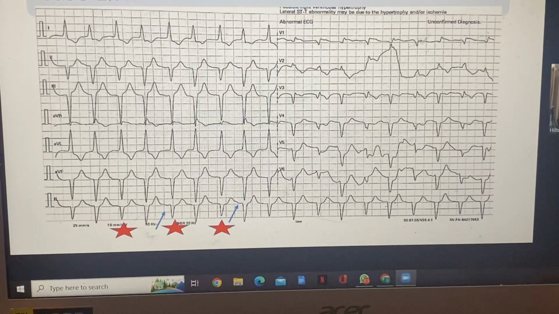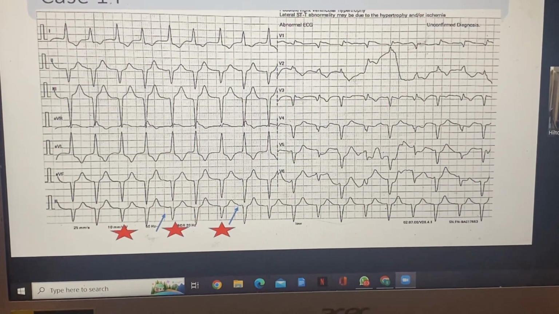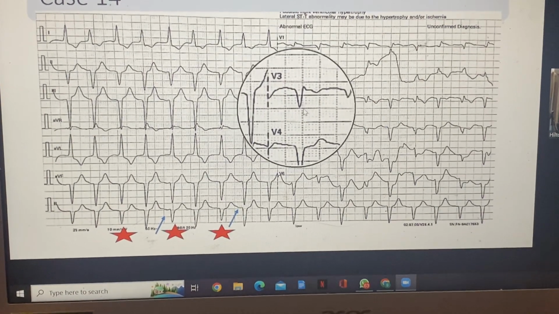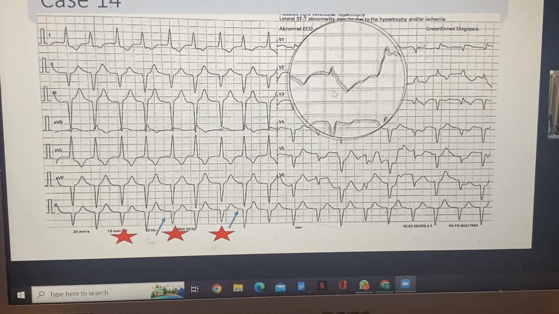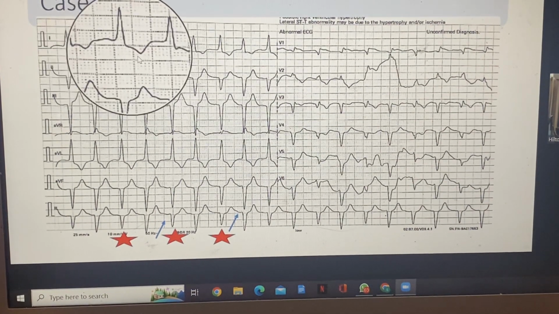To be honest, I'm not sure, but I beg to differ a bit. Let's say we look at V3. You can see this one, and this and this, I clearly agree that this is alternans, and also the T, like what Dr. Rizal mentions, there's a T-wave alternans as well.